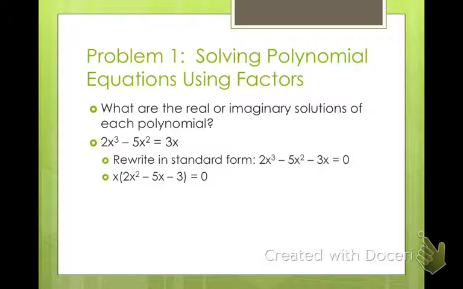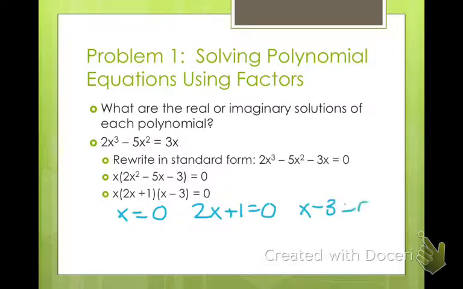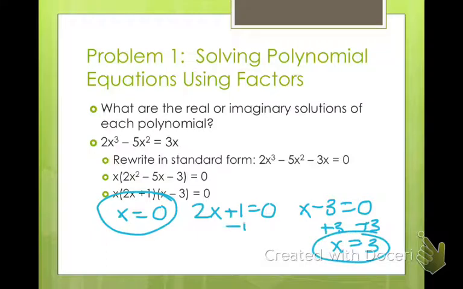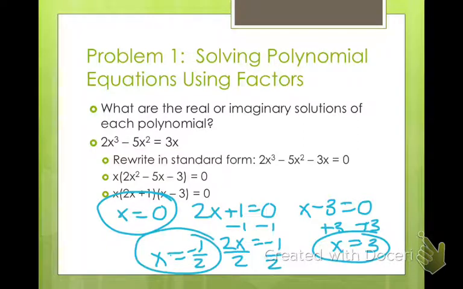Multiples of 2, multiples of 3 that we rearrange to make 5, and we can factor that as 2x plus 1 and x minus 3, and then we can just use our zero products property, set each one of these equal to 0. So x equals 0, 2x plus 1 equals 0, and x minus 3 equals 0. So here we have x is 0, add 3, x is 3, and then we subtract 1, divide by 2, we get x is negative 1/2. And those are our three solutions, which we should have three solutions because of the power.